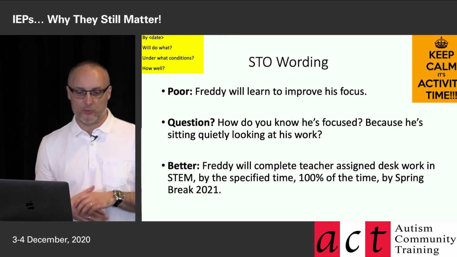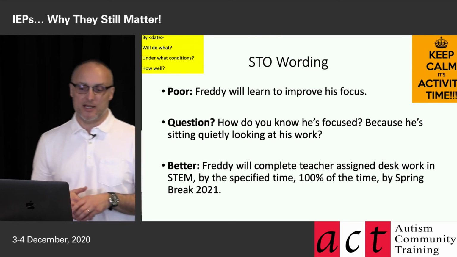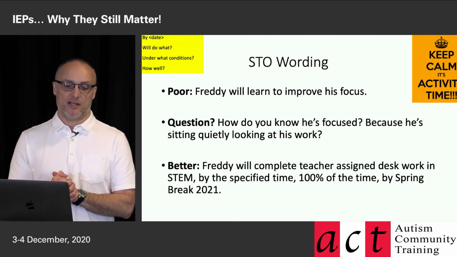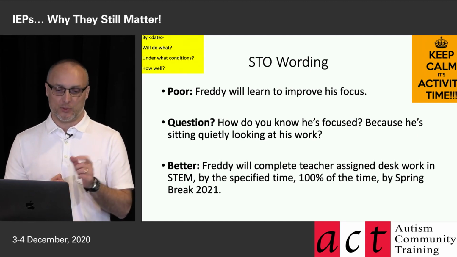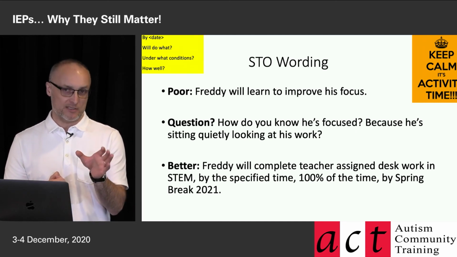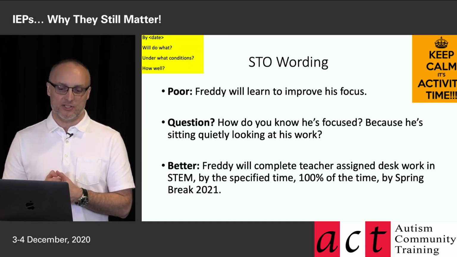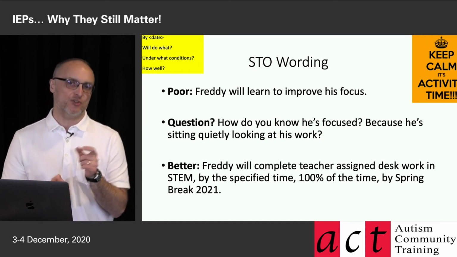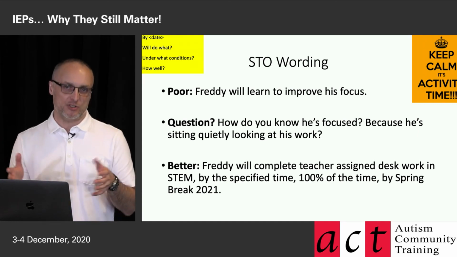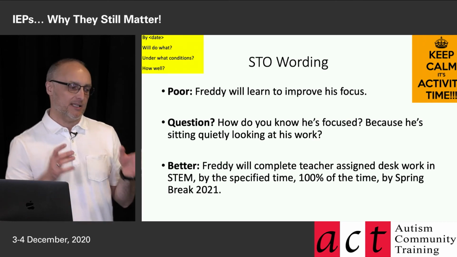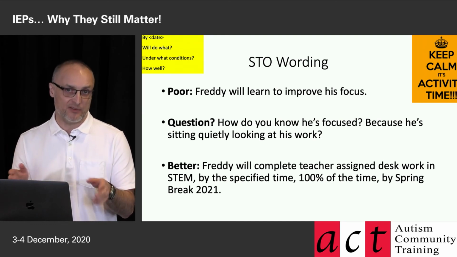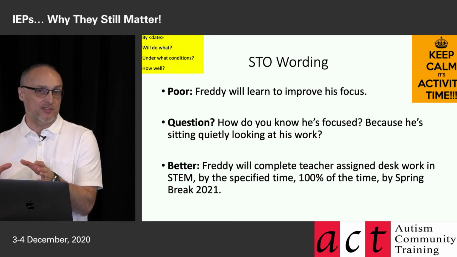So a better objective for Freddie would be, Freddie will complete teacher-assigned desk work in STEM, so he's a high school student in his science technology coursework, by the specified time, which the teacher identifies as a different amount of time every day. That's why it's left as specified time. 100% of the time by spring break 2021, and the teacher said he can absolutely achieve 100%. He's not maintaining his focus, attention to work. When I ask the students to get to work, he's just sitting there fiddling around, not getting his work done. And so I want him to finish what I've specified by a deadline.